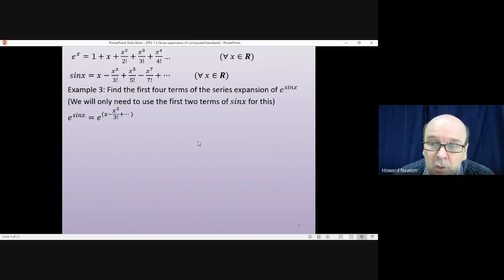But first of all, we'll actually only need to use the first 2 terms of the expansion of sin x to do this question. And secondly, when we do e to the sin x, there are a couple of ways of thinking about it, but the right way for this question is to substitute in for sin x first of all, and just substitute in the first 2 terms. That is all we'll need. Okay, I'll let you have a go at following the rest of this question through. So pause the video, have a go, and come back to me again when you're ready.